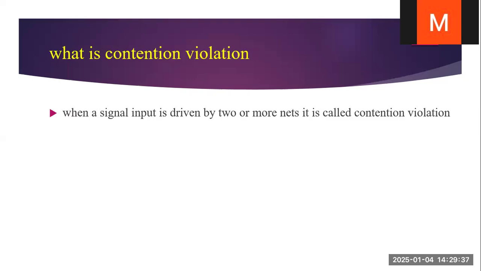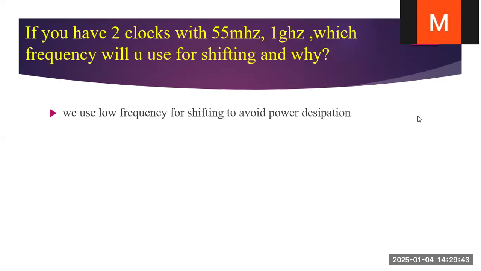What is contention violation? When a signal input is driven by two or more nets, it's called a contention violation. If we have two clocks with 55 megahertz and 1 gigahertz, which frequency will you use for shifting and why? We use the low frequency for shifting to avoid power dissipation. Low frequency means the time period is high, so the switching activity is low.